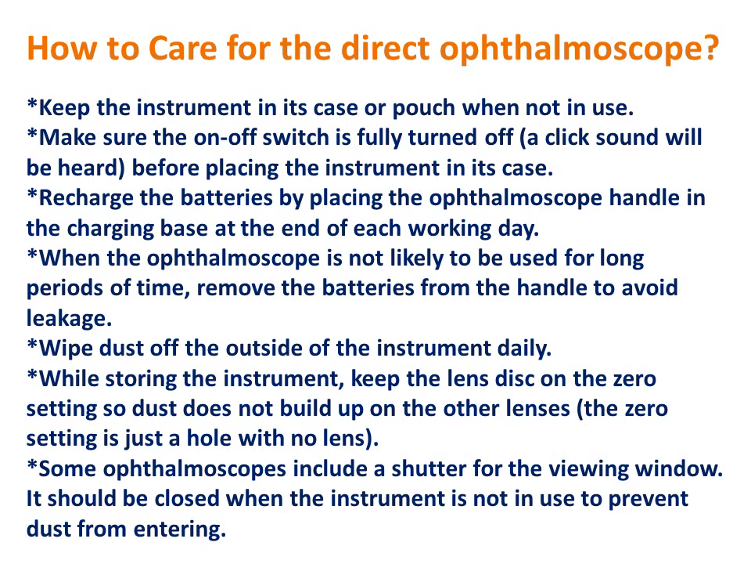As you know, it starts from 0 and then goes towards +1. Anti-clockwise, it goes towards -1 depending upon which equipment you are using. So you bring the lens disc to the 0 setting so dust does not build up on the other lenses. The other positions have lenses, but this 0 is an empty hole with no lens, so dust cannot accumulate here. Some ophthalmoscopes include a shutter for the viewing window. It should be closed when the instrument is not in use to prevent dust from entering. This is how you take care of a direct ophthalmoscope.